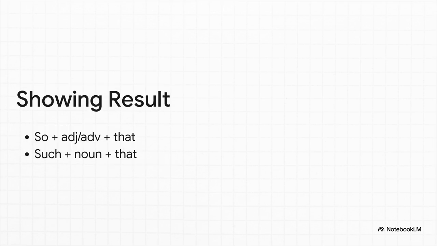And really briefly, let's look at showing a result. The rule here is strict but simple. To show a result, you have to use so when you're attaching it to adjectives or adverbs, like, "it was so hot that we stayed indoors." But you switch your glue to such when you're building with a noun phrase. It was such a difficult exam that many students failed. Honestly, mastering this tiny detail will instantly elevate the sophistication of your writing.